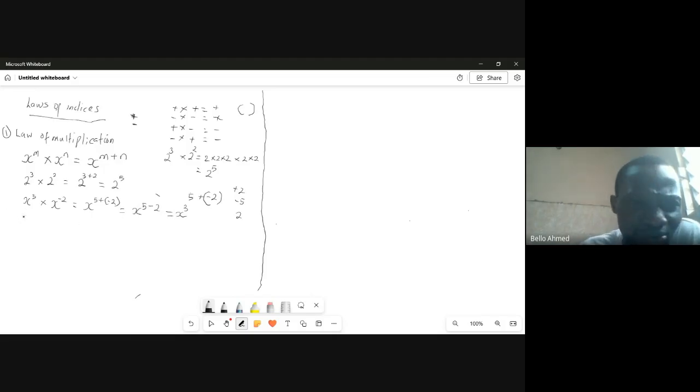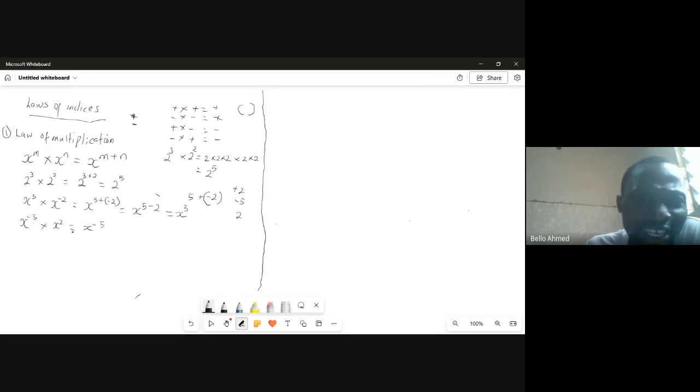Now imagine that we have something like this: x raised to power minus 5 times x raised to power 2. So this is going to be equals to x raised to power what? So look at this. You pick one base. I think you should be used to this already. Pick one base, right? Now go to the power here. What is the first power? It's actually -5. So write -5.